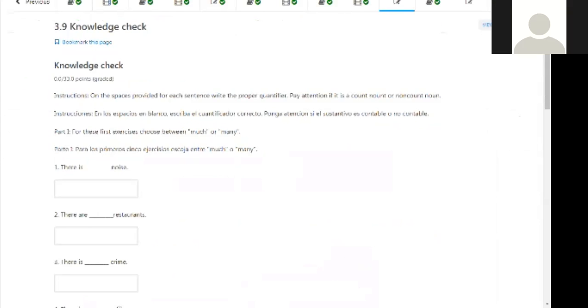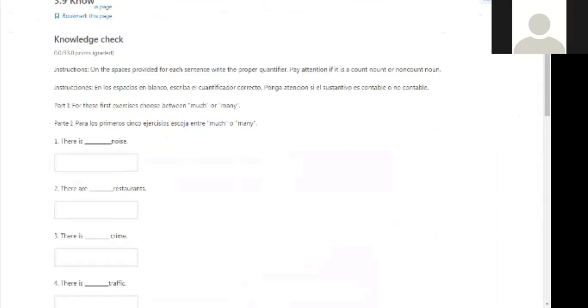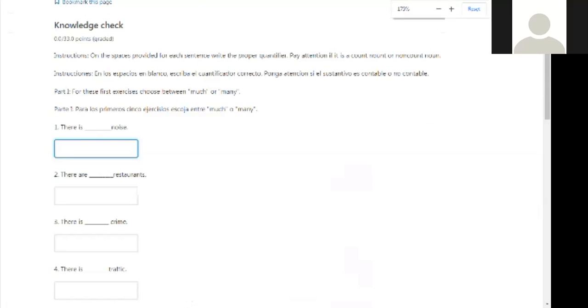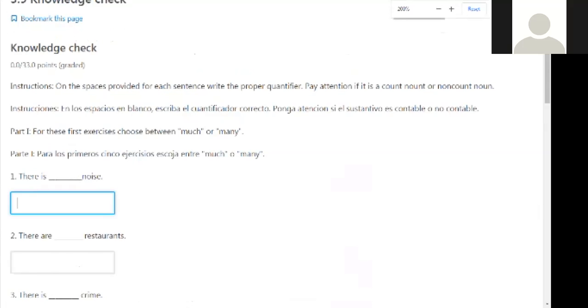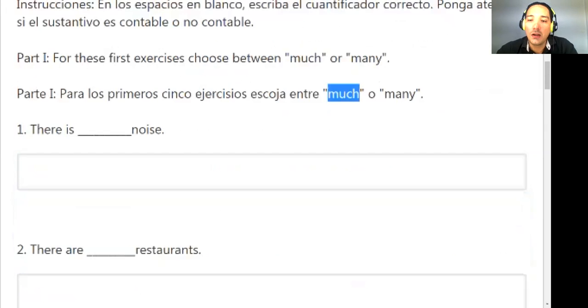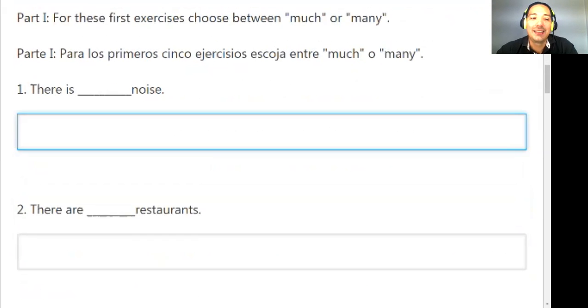The next, we had a knowledge check yesterday about there is, there are. So let's see. Dice Morales, number one. Uy, teacher, no lo alcanzo a leer. Good. Está muy bien. Okay. So you have to choose between much or many. So what would be the first one?